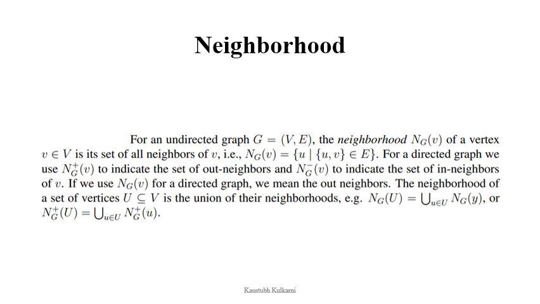Neighborhood: the set of all vertices which are neighbors of a particular vertex is called the neighborhood. So the neighborhood is the set of all vertices U such that UV belongs to the set of edges. This is simple for undirected graphs. For directed graphs, we have N G plus to indicate the set of out neighbors and N G minus to indicate the set of in neighbors. Why plus for out and minus for in? This same convention will be followed for one more concept later on in this presentation.